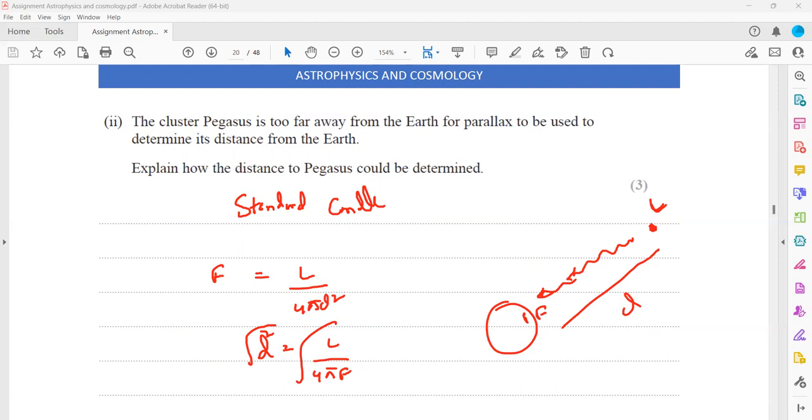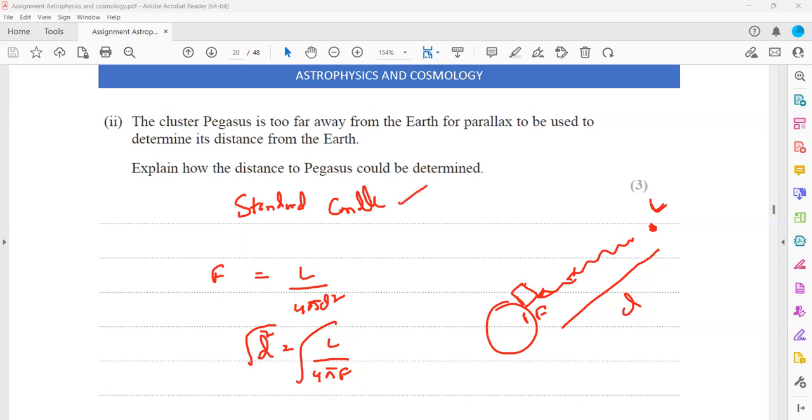So we use a standard candle. A standard candle is an object emitting light with a known luminosity. We know its luminosity, or power, and we measure the flux. Flux means how much light enters a unit area. So we measure the flux and use the inverse square law. If the distance is doubled, the flux decreases by 4. If the distance is 3 times, the flux decreases by 9. Using that, we work out its distance using this formula.